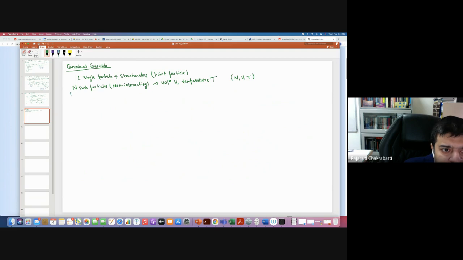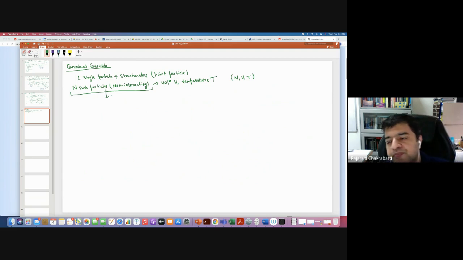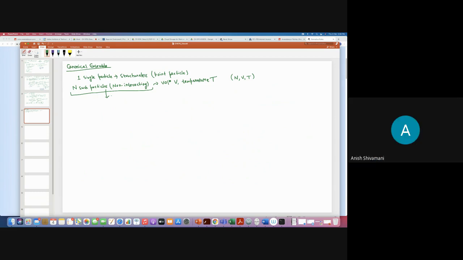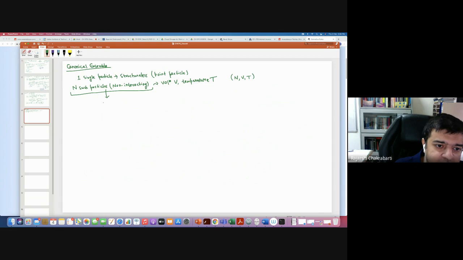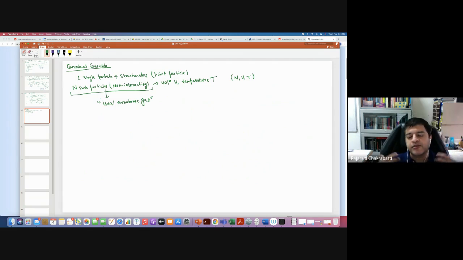And this collection of N such non-interacting, structureless particles, you know what this is called? These particles have no volume, and they don't interact with each other. What is that collection called? Everybody knows. Ideal monatomic gas. This is nothing but an ideal monatomic gas. If the gas is not ideal, then these particles will have some finite volume, like a van der Waals gas, and also they'll have some interactions between them, isn't it? So essentially what I'm doing is the ideal monatomic gas system.